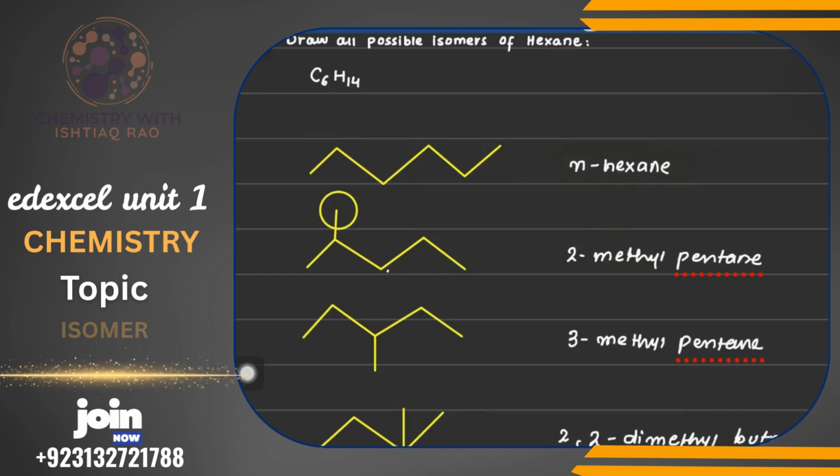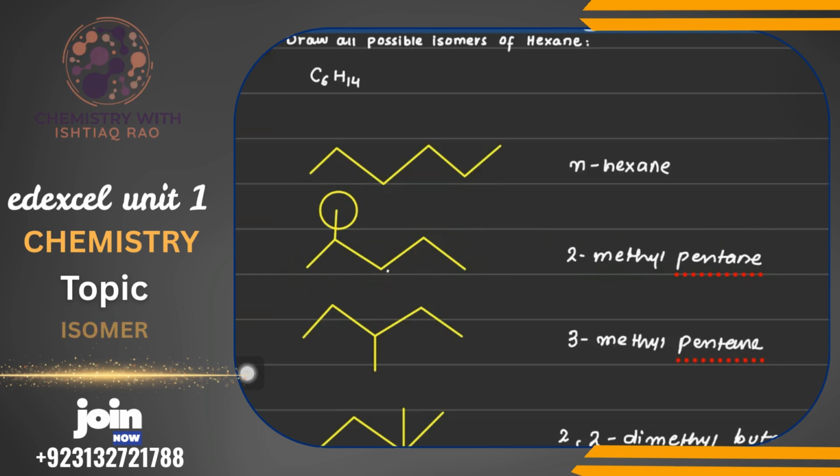Now what can I do for the next one? I have drawn a chain of 5 carbon atoms, you can count 1, 2, 3, 4, and then 5, and this is the branch. So overall 6 carbon atoms, but you can see the name is different. The name must be different for a structural isomer. If the name is the same, that would not be a structural isomer.